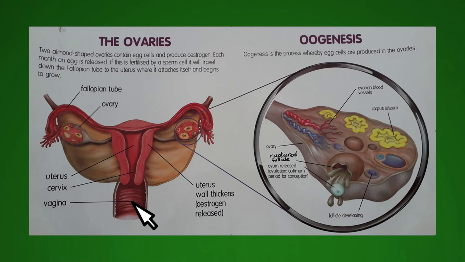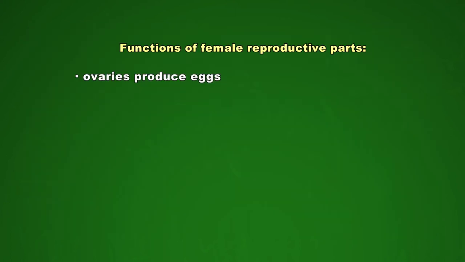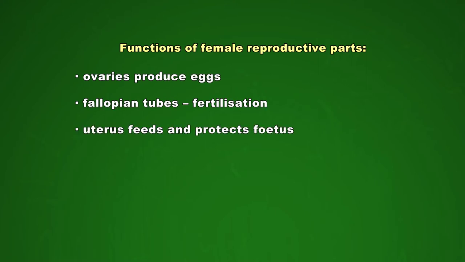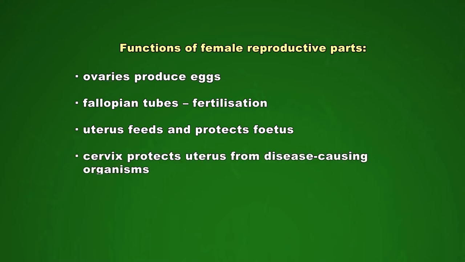On the enlarged diagram, you can see the ovary with eggs in different stages of growth. Each of these structures has its own function in the female reproductive system. The ovaries produce eggs, only one egg at a time. Fertilization takes place in the fallopian tubes. The uterus is where the fetus grows and develops until birth. The cervix is a narrow passage that prevents disease-causing organisms from entering the uterus. The vagina is the passage through which the fetus comes out during birth.